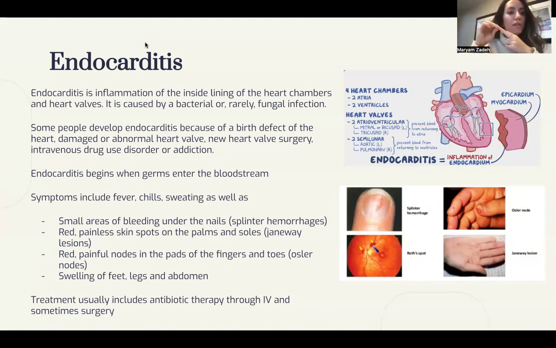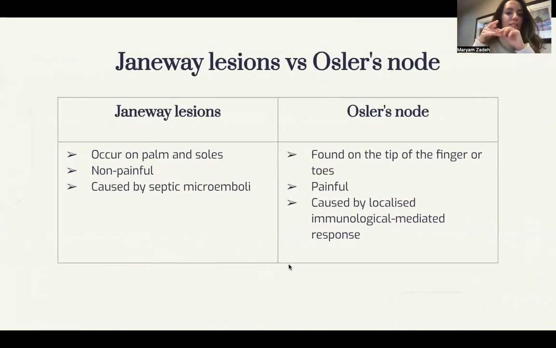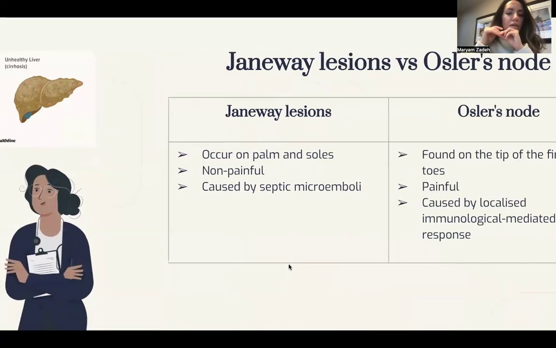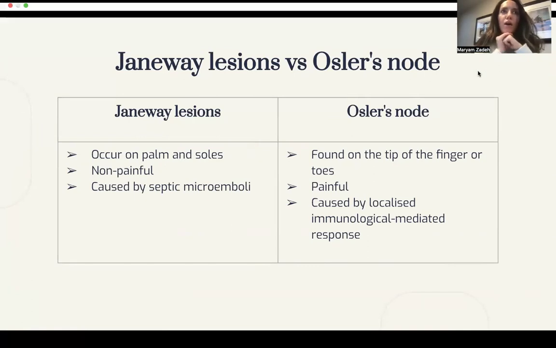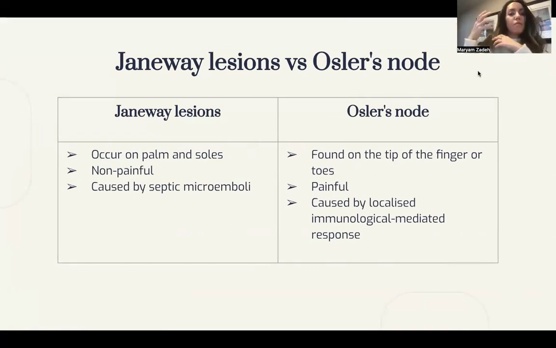There can be some under your nail, and they're called splinter hemorrhages. That's on the top left, and those are very non-specific, but those can happen. You can have painless skin spots on the palms and soles of your hands, and they're called Janeway lesions, and painful nodes in the pad of your fingers, and those are Osler's nodes. So these are the two kinds of lesions that you can get. They're a little bit non-specific and hard to see, but obviously if you have these and some of these other symptoms, then that's concerning for endocarditis.